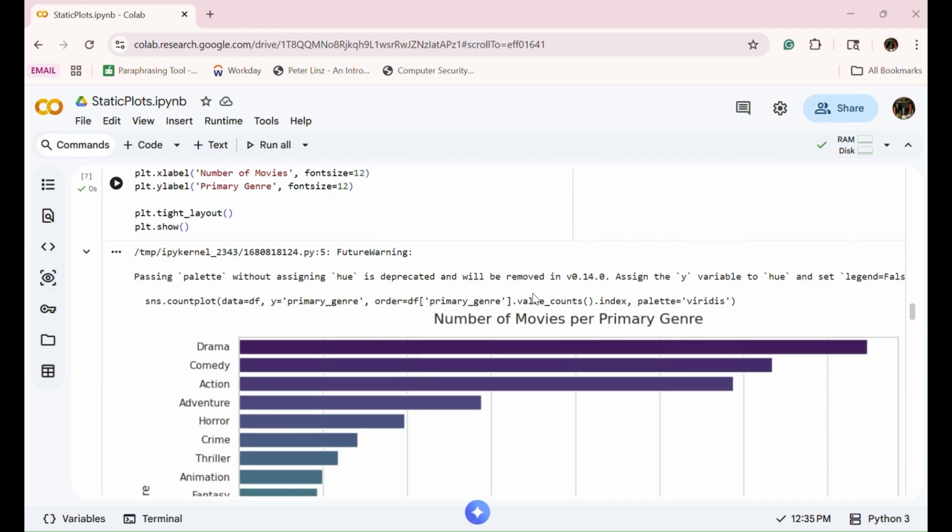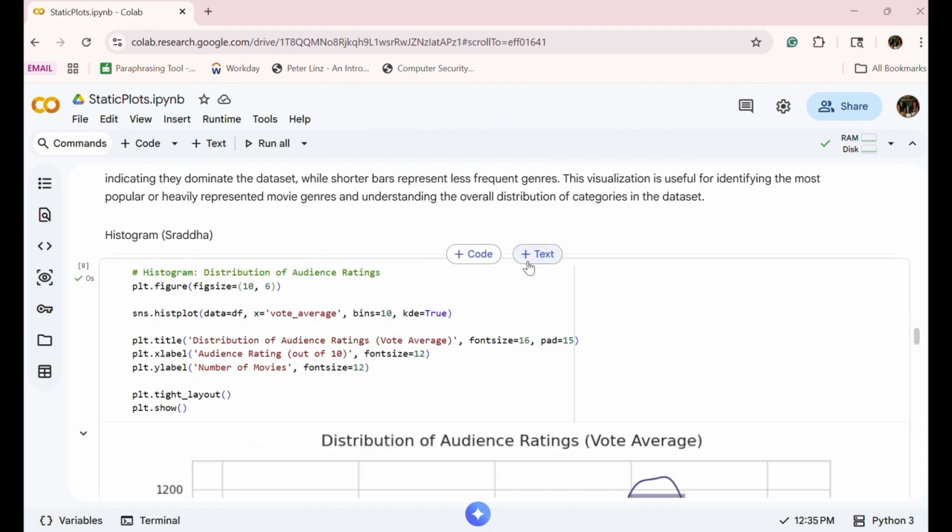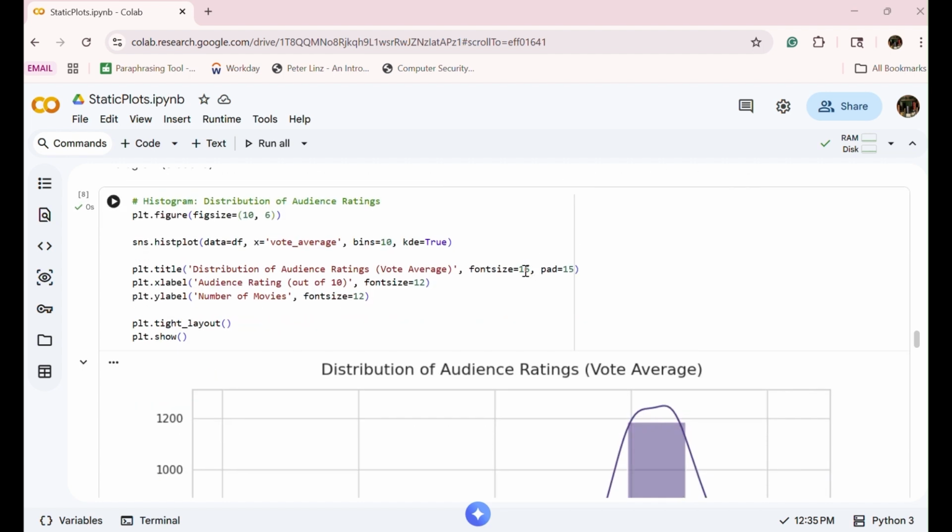So what you see when you look at this chart is that the dataset is heavily weighted towards certain genres. Drama, comedy, appear far more often than horror and animation. That imbalance is actually important context for interpreting every other visualization because genres with more movies will naturally dominate statistical patterns. The second visualization is a histogram of audience rating.